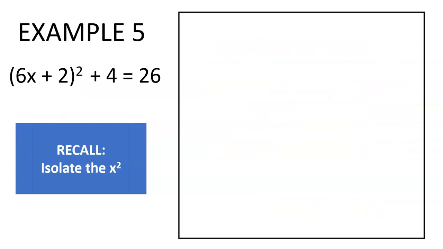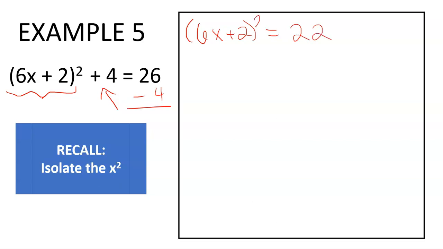Okay, another example. We do have our binomial here for the x squared, but we've got this plus 4 that needs to move over there first. So I'm going to leave the squared part and subtract my 4. So I now have 22. This is still squared. We use the square root property. So I have positive and negative square root of 22.